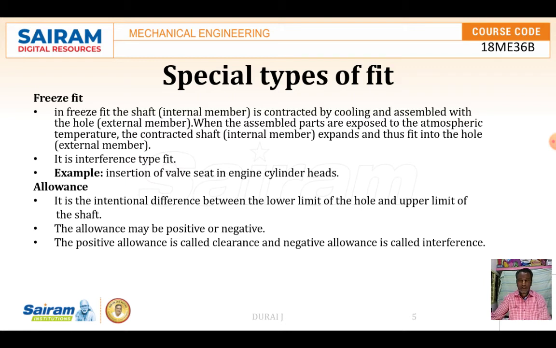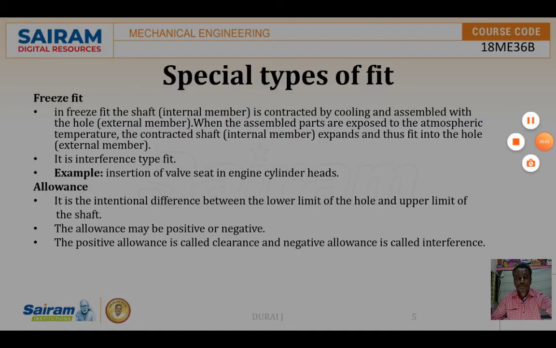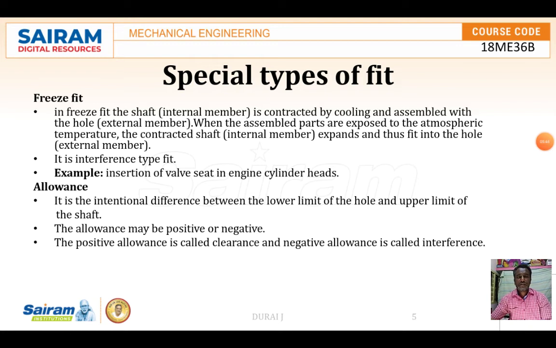Then comes the allowance. Allowance we discussed so many times, that is the difference between the hole size and shaft size, which is called allowance. That means the shaft dimension is lesser than the hole dimension, that is called allowance. Usually it may be positive or negative.